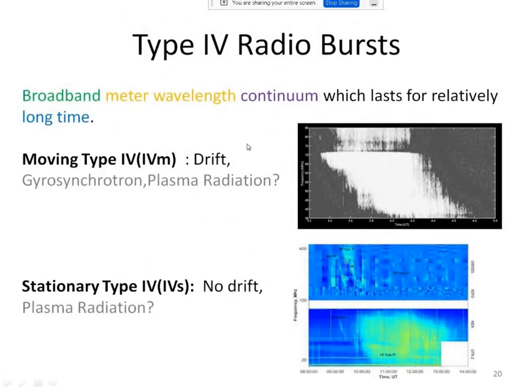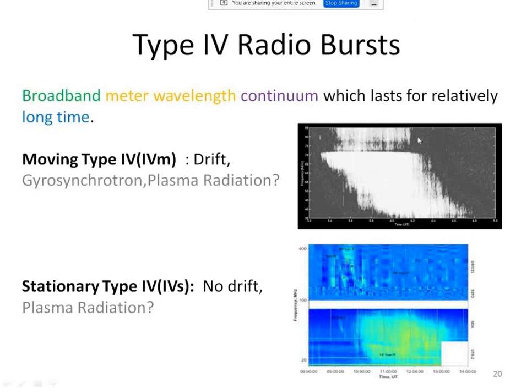So I did a study of type 4 radio bursts. And what is a type 4 radio burst? As I made a brief introduction of solar radio bursts, a type 4 radio burst is a broadband meter wave continuum, which lasts for a relatively long time.